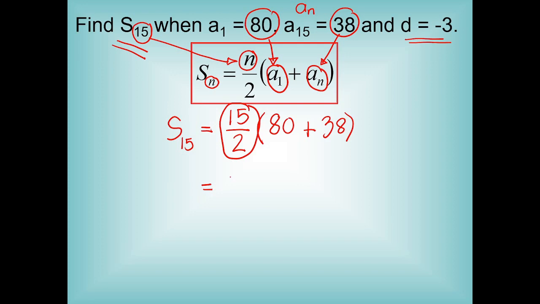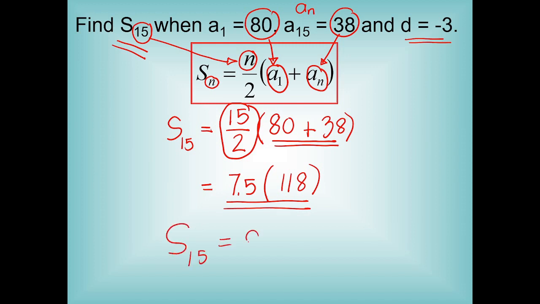I suggest, section P's, that you use a calculator because our answers will reach the thousands later on. So, 7.5. Then, what is 80 plus 38? 118. Okay, multiply 7.5 and 118. 885. This answers the question.